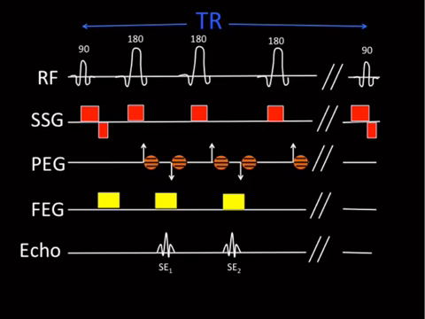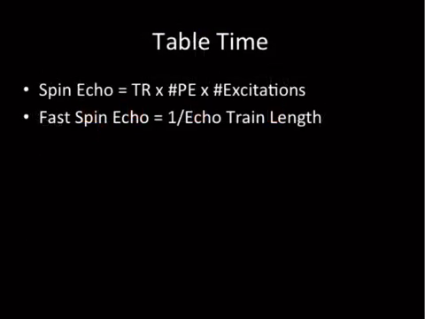And the table time is a little bit different than a normal spin echo, which is your TR times your phase encoding steps times the number of excitations. For a fast spin echo, your table time is approximately proportional to 1 over the echo train length, something like that. Because these things are different, anytime there's anything that's different, it's testable. And remember, the idea behind fast spin echo is to reduce the TR, which I already mentioned, and am mentioning again, is a major contributor to the duration of the study.